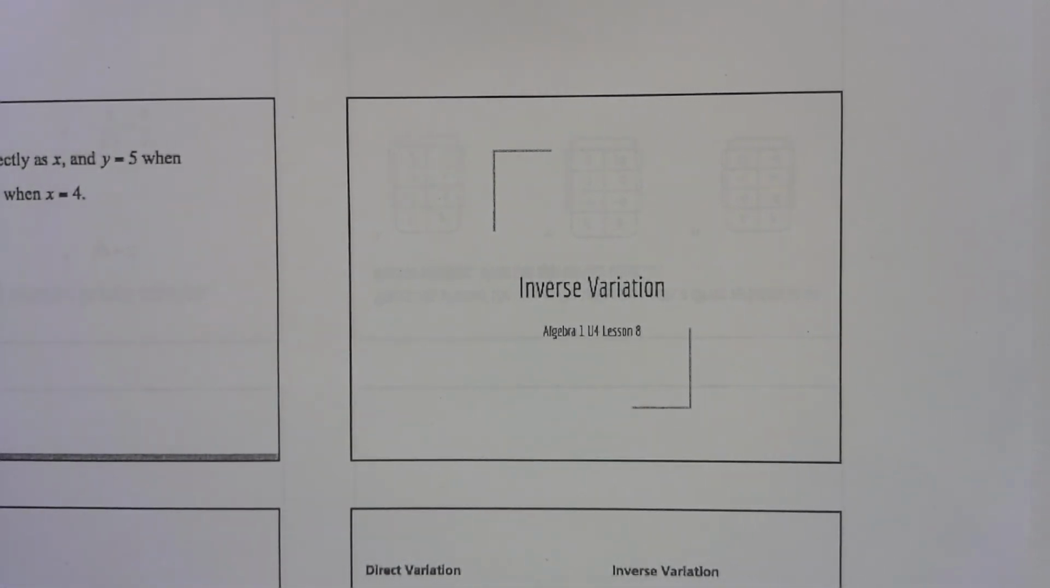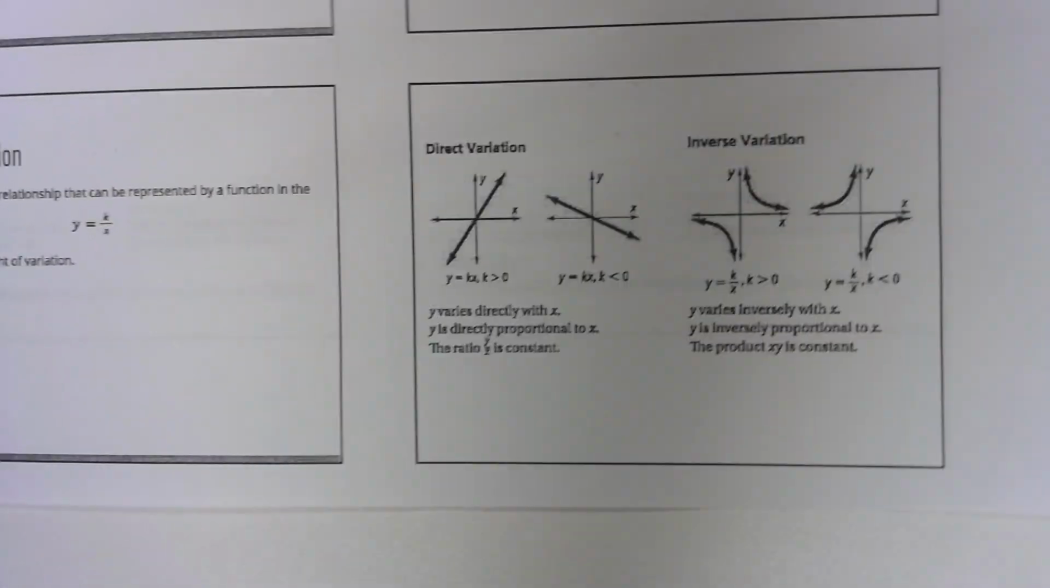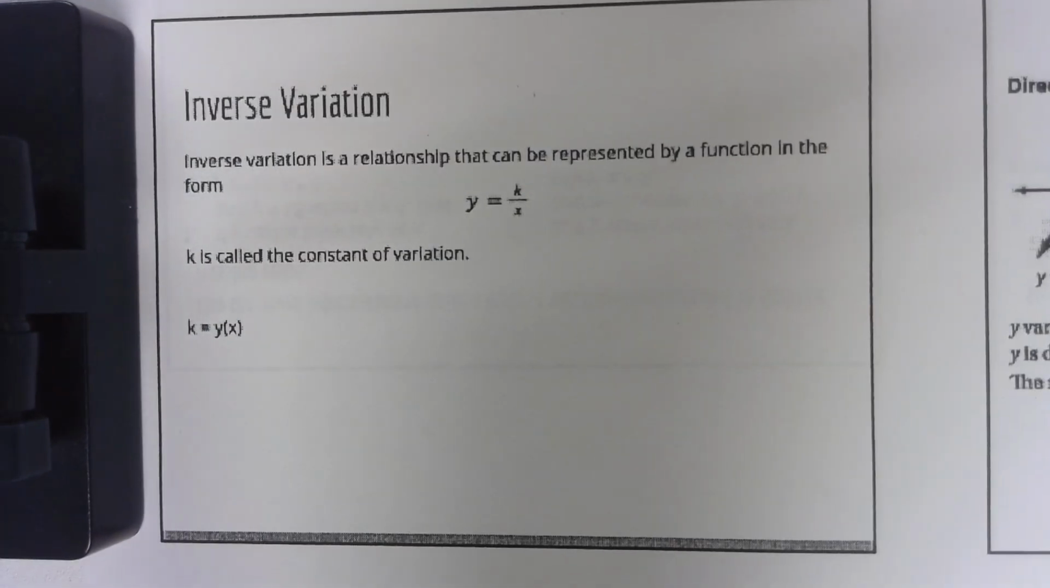This lesson is on inverse variation. If you can't tell by the name, it is very similar to direct variation. It's just that we have a different equation for working with inverse variation, and thus how we find the constant of variation. Okay, so this bottom left slide has everything we need to know about inverse variation.